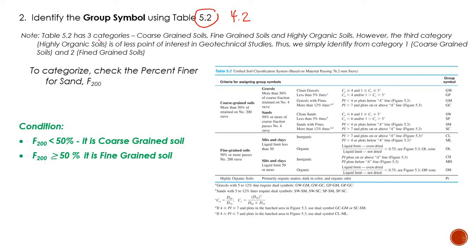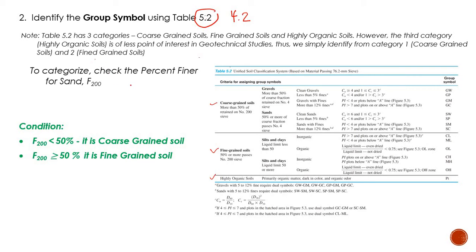So note that 5.2 has 3 categories. You have the coarse grain soil, you have the fine grain, and you have the highly organic soil. However, the third category, which is highly organic soil, is of less point of interest in geotechnical studies. Thus, we simply identify from category 1 and category 2. So category 1 is coarse grain soils. Category 2 is fine-grained soils.